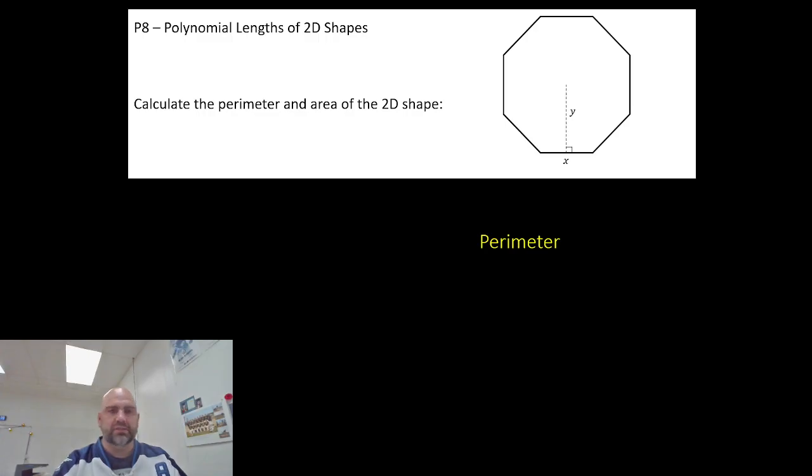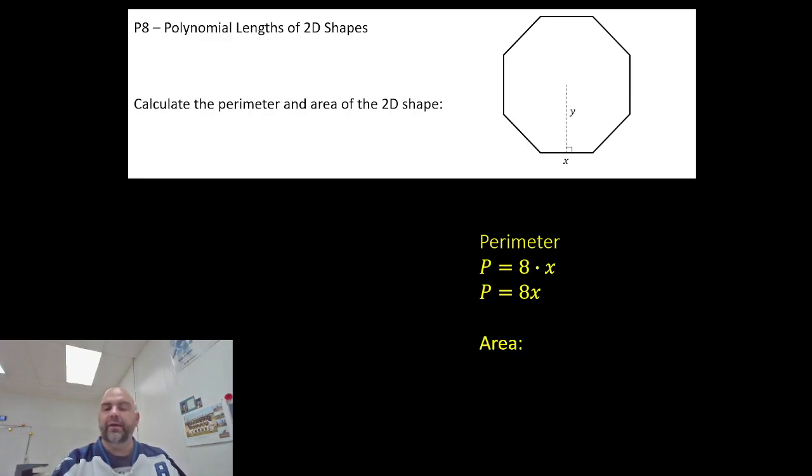Again, if you want to pause it and then come back to it, you gladly can. But we're going to jump right into perimeter. So there are 8 sides to this shape, the octagon, and each side is x. So what we're going to do for perimeter is just multiply 8 times x, and we're done. So the final answer just looks like this. It's going to be 8x for perimeter.